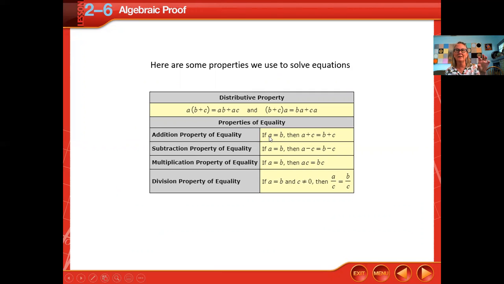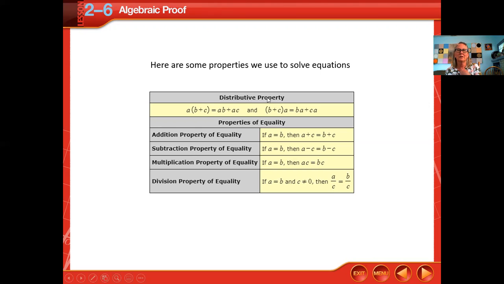So if A equals B, in other words, if you have the left side of your equation equal to the right side, and then you add something to both sides, add C on the left and add C on the right, it doesn't change the meaning of the equation, and it's a strategy that you use to solve equations. Sometimes you add, subtract, multiply, or divide both sides. That's why it's called property of equality. You do it to both sides of the equation, and it doesn't change the meaning of the equation. It helps you solve it.